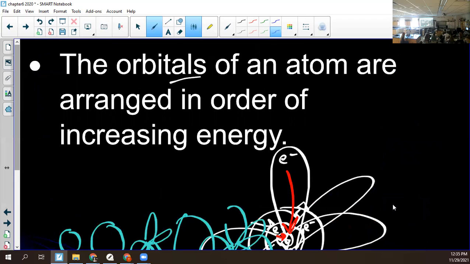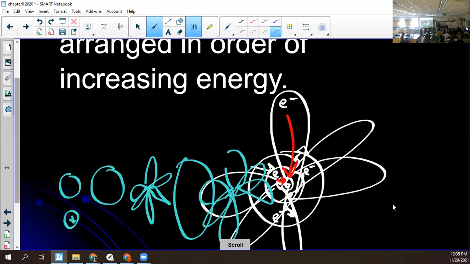Now, the orbitals of an atom are arranged in order of increasing energy. So the smallest one is the closest to the nucleus, and electrons there have the lowest amount of energy. It's just like you're on the bottom rung of a ladder. It will hurt the least when you fall. But it's not a ladder. It's a sphere that you're in. And if you were to fall, you wouldn't really lose any energy.